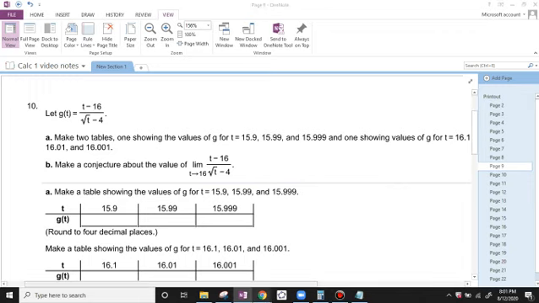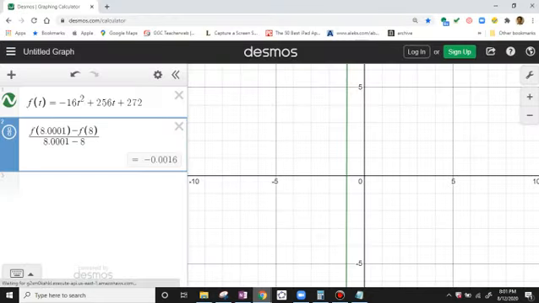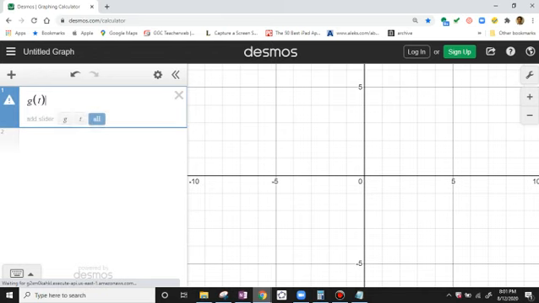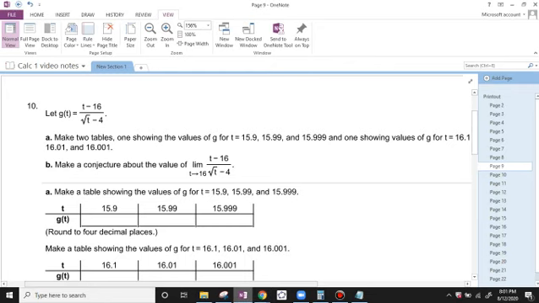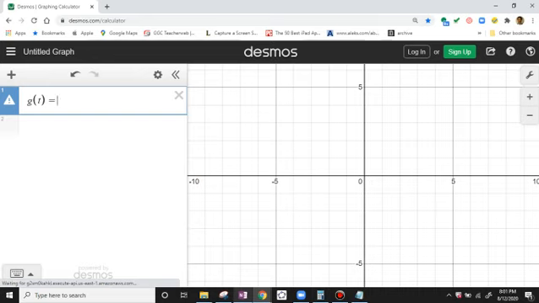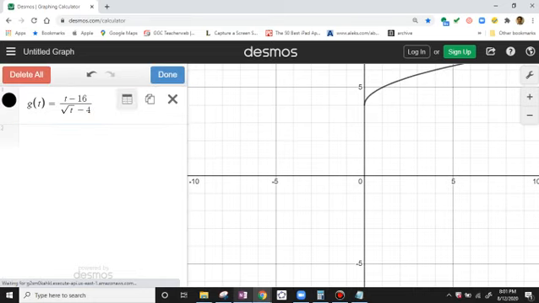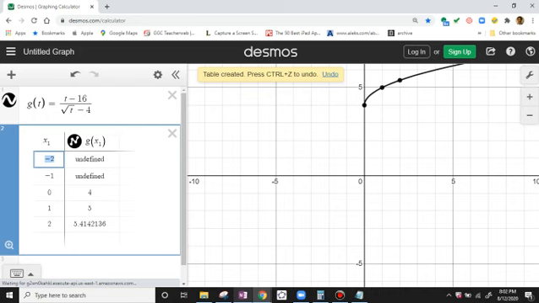So we'll put this function into Desmos. g of t is equal to, and then we'll put in t minus 16 over the square root of t minus 4. And then you can put in square root by typing sqrt. And yeah, from this we can go ahead and make this table of values. And then we'll put all these numbers in.